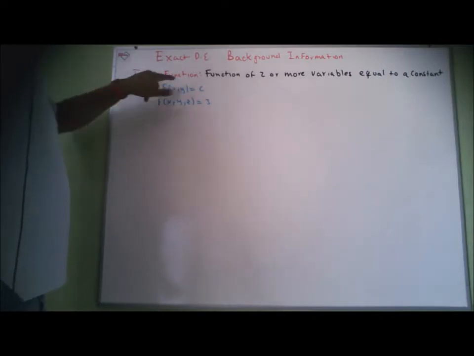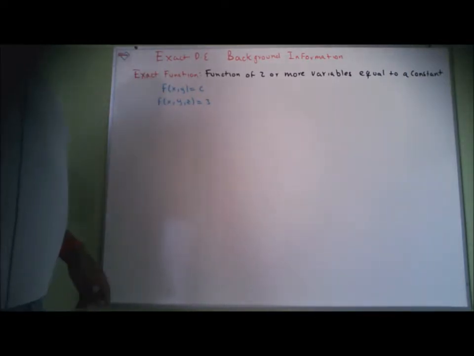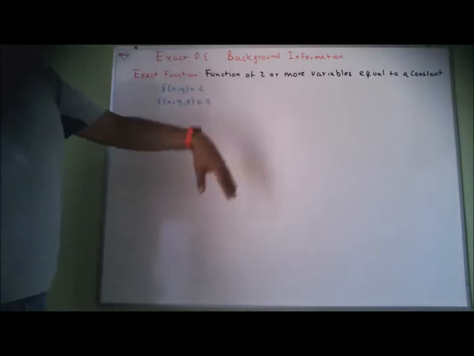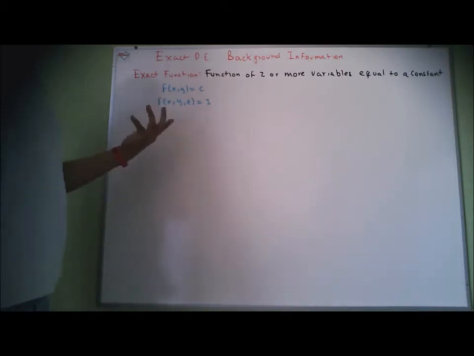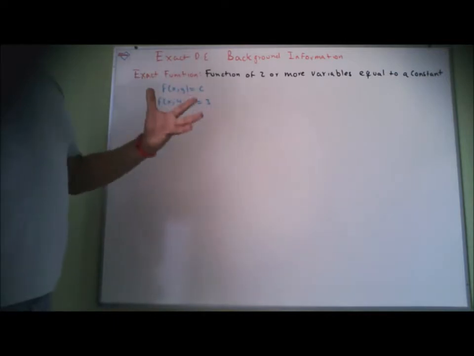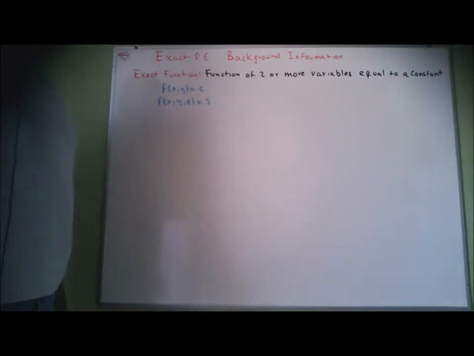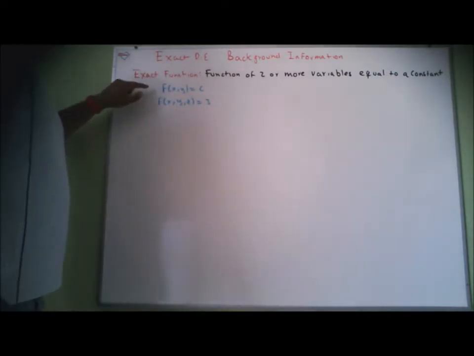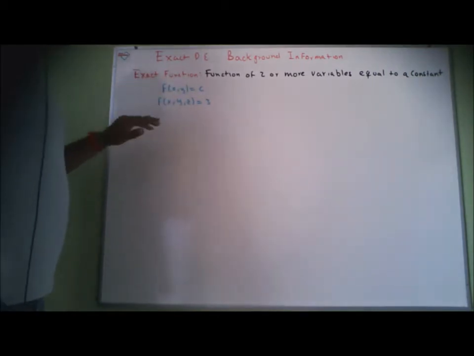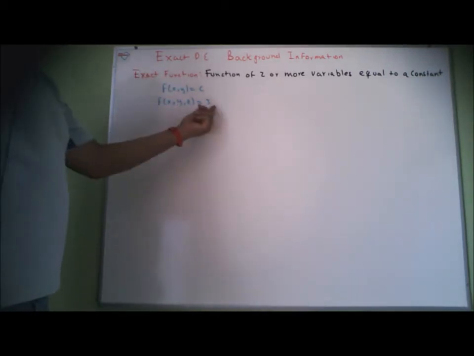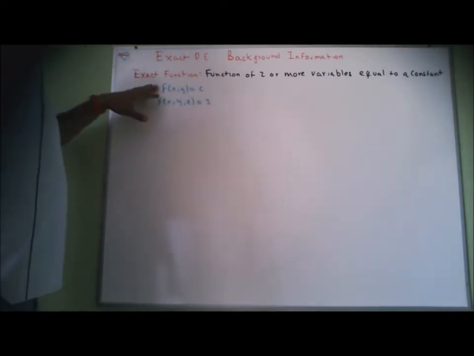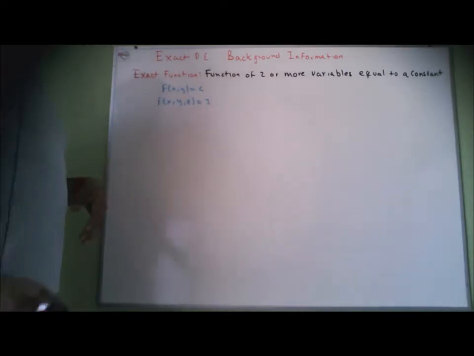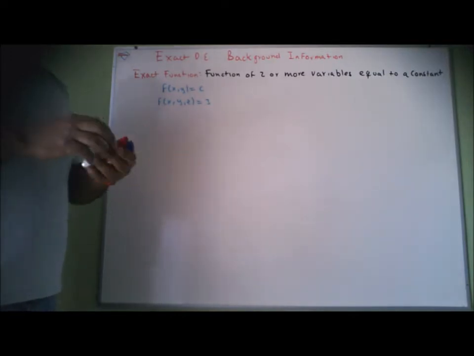An exact function is, by definition, a function of two or more variables, it doesn't matter the number of variables, but at least two, that is equal to a constant. For example, here we have a function of two variables equal to a constant, or a function of three variables equal to, for example, 3. You may think you haven't seen this before, but actually you have.